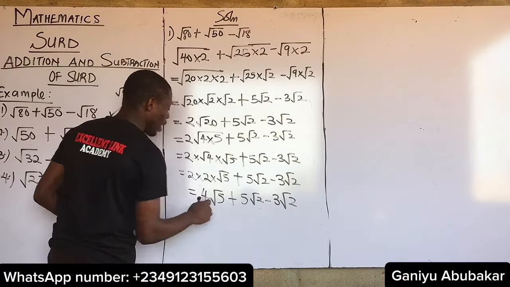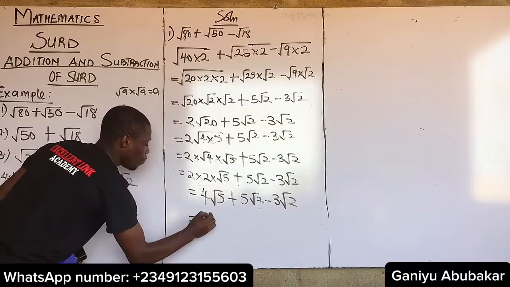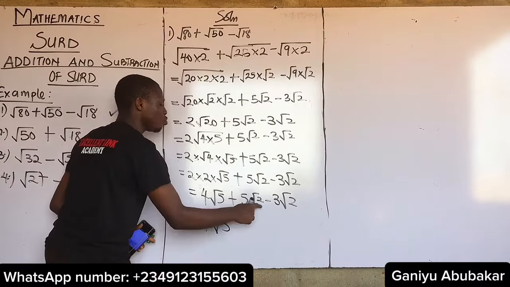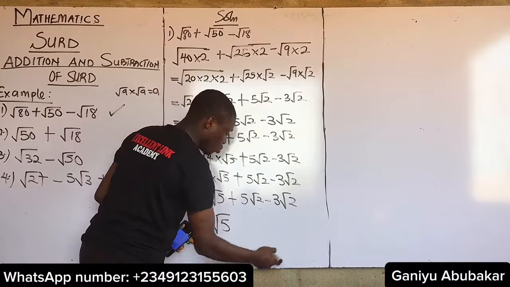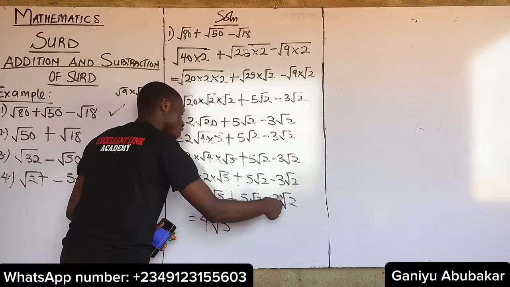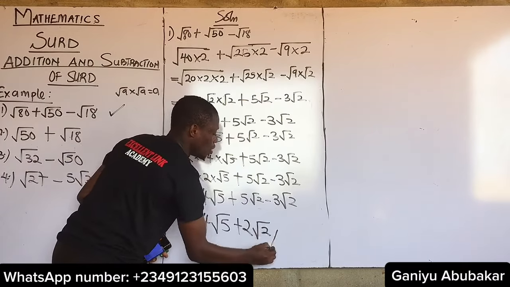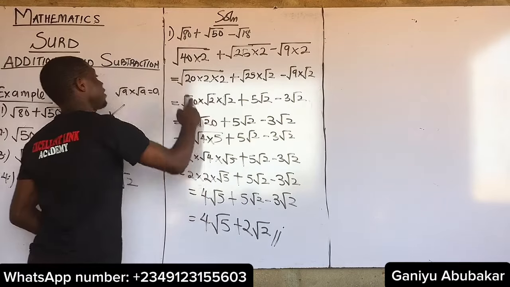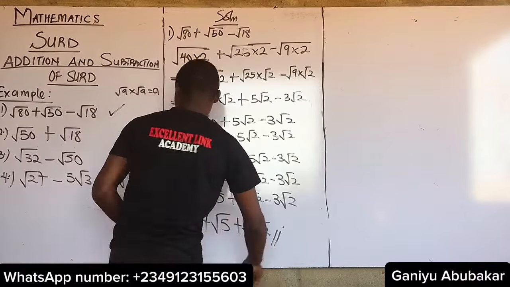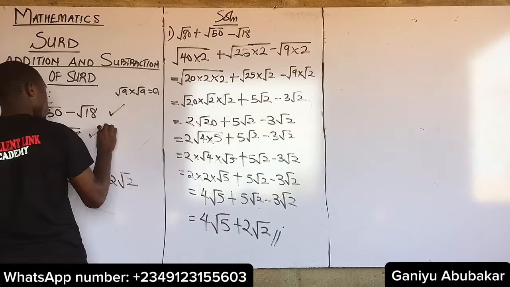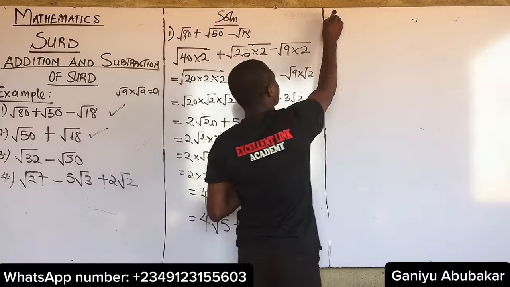So these are similar. So I'll put this one down back. I'll have 4 root 5 plus 5 root 2 minus 3 root 2. The idea is what? Plus 5 minus 3 will give plus 2. Next up, just put your root 2. So this becomes my answer after simplifying number 1 there. So as we have done number 1, let's discuss number 2. Let's get number 2 done.